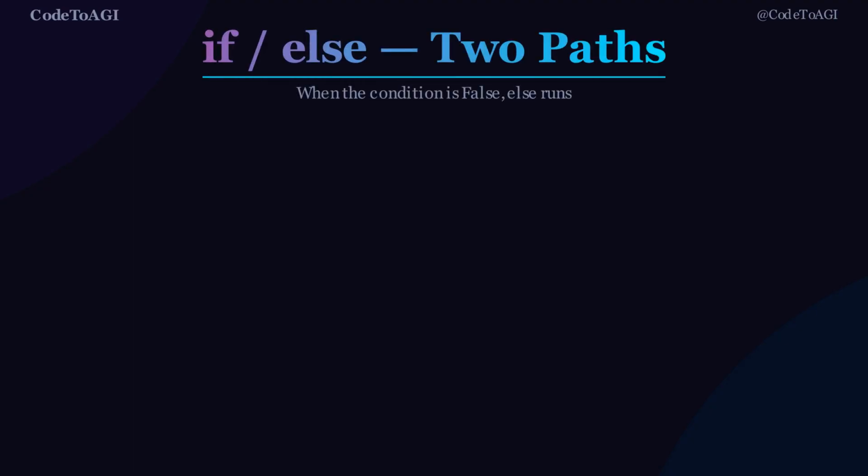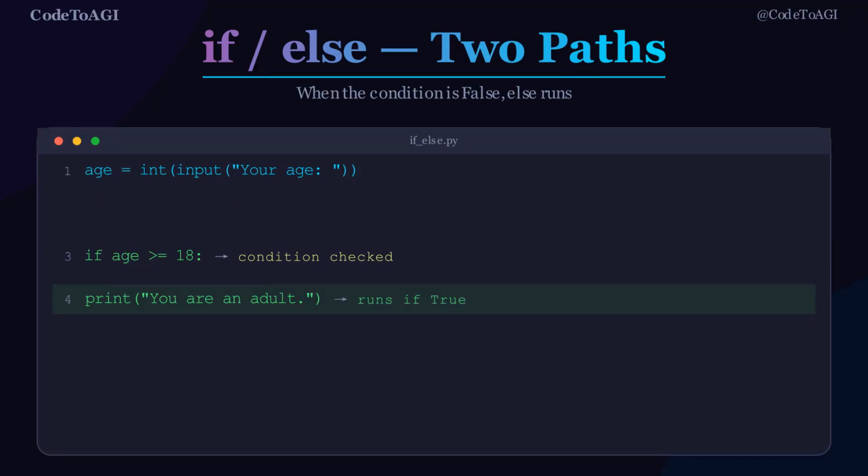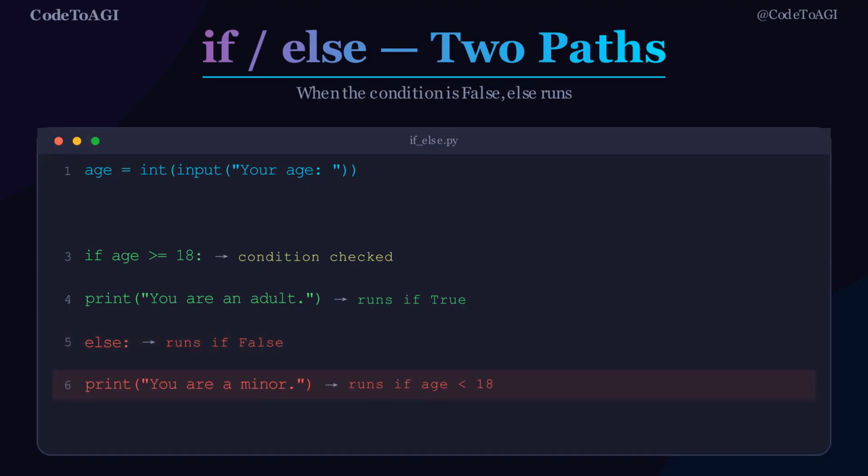What happens when the condition is false? That is where else comes in. Else gives you a second path. When the condition is true, the if block runs. When the condition is false, the else block runs. One of them always runs. Never both. Never neither. Look at the example. We ask the user for their age and convert it to an integer. If age is greater than or equal to 18, Python prints you are an adult. Otherwise, else runs, and Python prints you are a minor. This is decision making. Your program now behaves differently for different inputs.